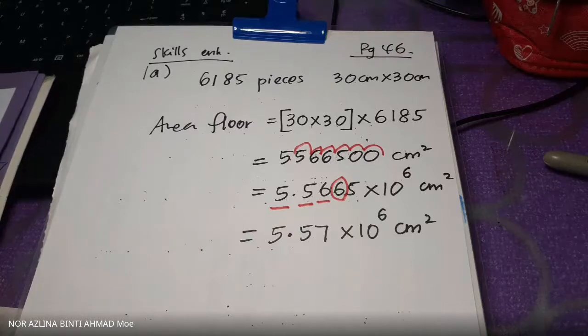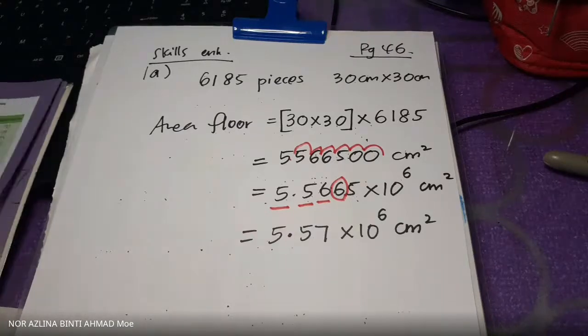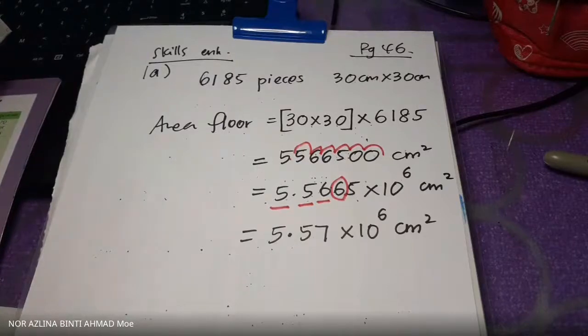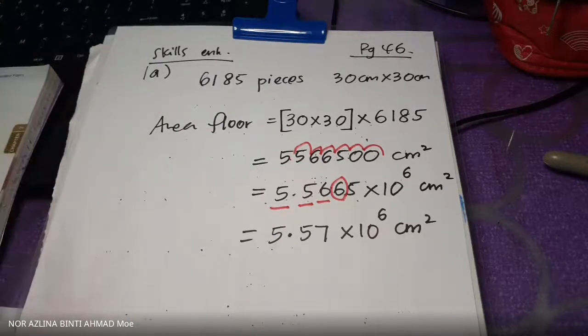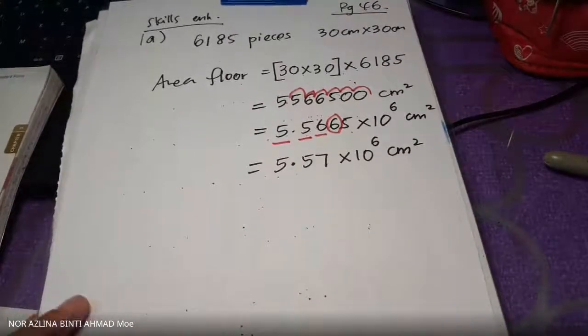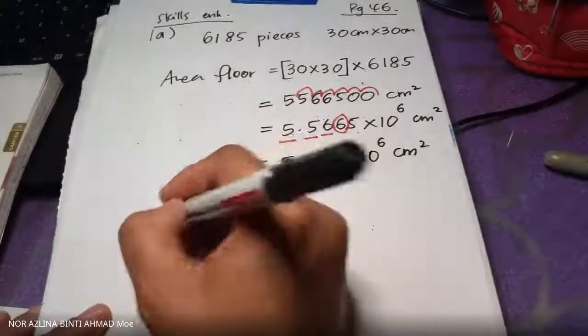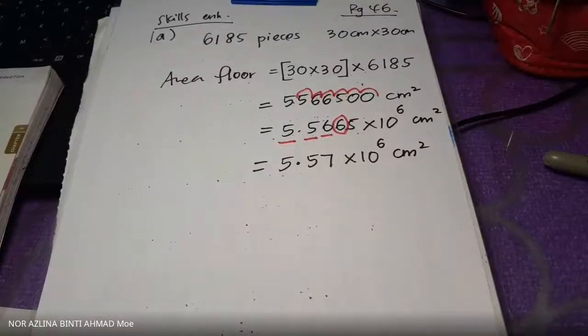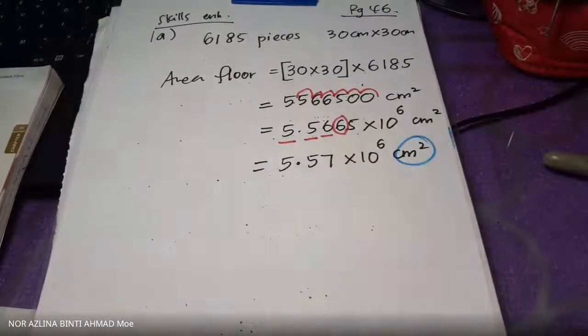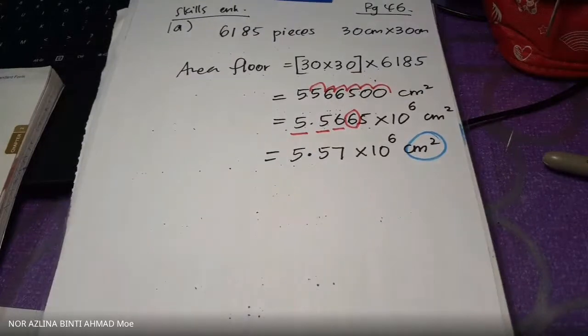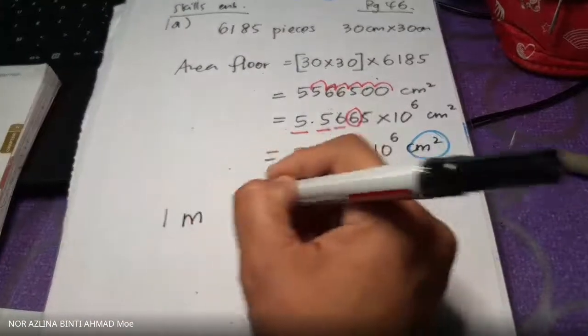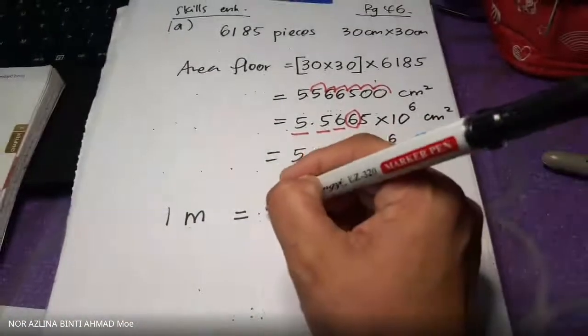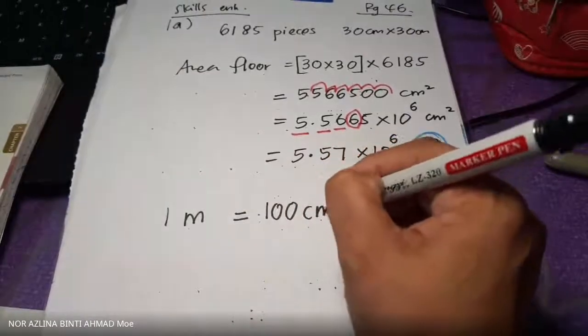Okay. The question asks you in meter squared. The question asks you in meter. Okay. In meter. This is in centimeter. How to change to meter? That is centimeter. 1 meter equal to 100 centimeter.